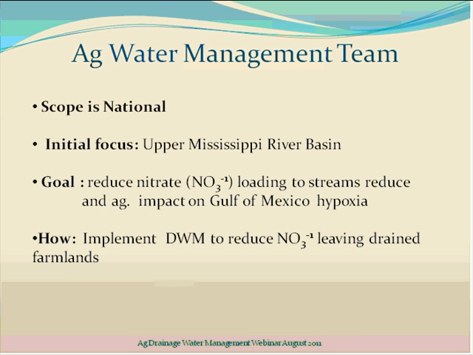That team does regular teleconferences. We're meeting every 2 weeks right now in teleconference, and we're developing a program for advancing drainage water management. The scope of that team is national. It's not just for the Mississippi River Basin. And right now our focus is the upper Mississippi River Basin. Our goal is to reduce nitrate loading to the streams and reduce the ag impact on the Gulf of Mexico hypoxia conditions.